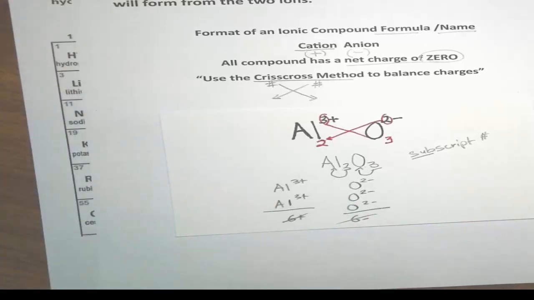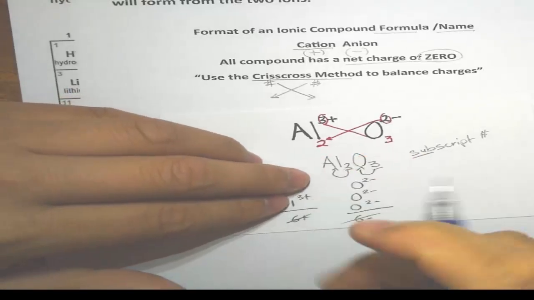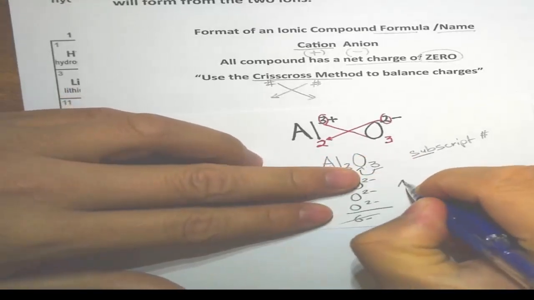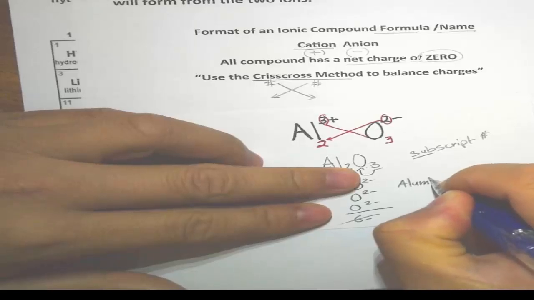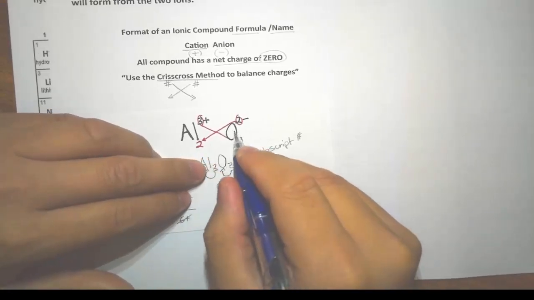But what about the name? The name is extremely easy. You just name the way you see it. This is aluminum, followed by the negative ion.